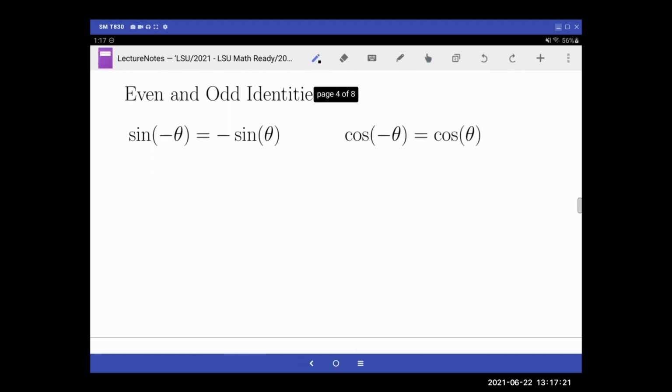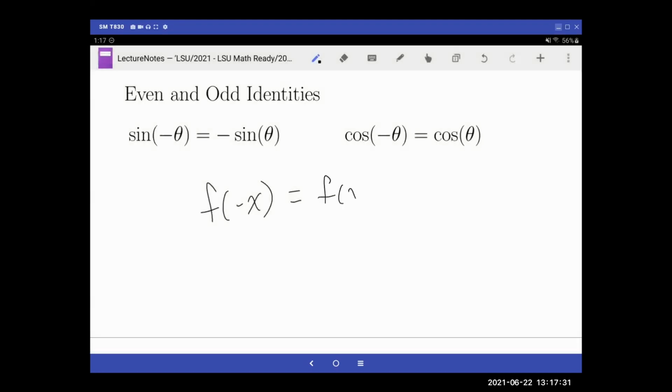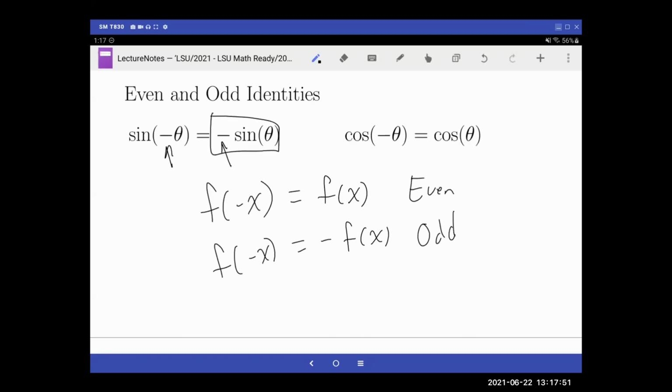Some that we haven't talked about yet are even and odd identities, okay? And remember, we did talk about even and odd functions, right? Remember what this means? This would mean even, and this would mean odd. Well, notice something, right? If you plug a negative angle in, the negative seems to transfer to the outside. It's not really moving to the outside, but it's as if you took sine and made it the opposite by putting a negative in the front. Sine is an odd function, right? It actually obeys that rule.